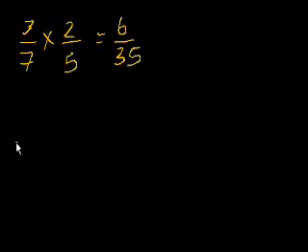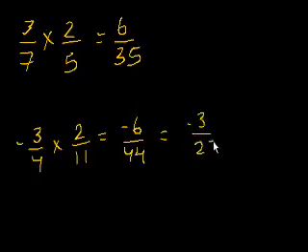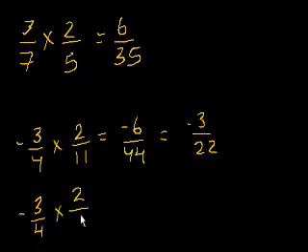If I had -3/4 times 2/11, well, that's -6/44, which is the same thing as -3/22. And we could have done that cross-dividing trick here. Let's do it again with the cross times 2/11. We say, well, 2 and 4, they're both divisible by 2, so let's divide them both by 2.